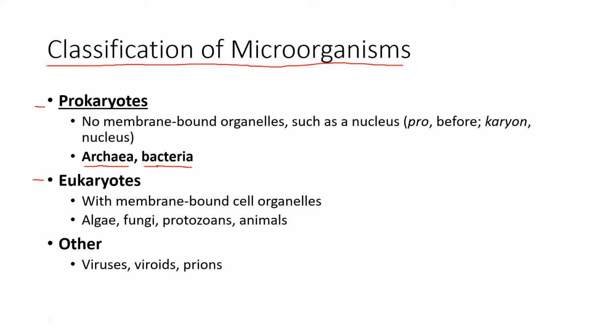Then eukaryotes, like you and me, Y-O-U, think about it that way and you can remember it. Animals, plants, they have membrane-bound organelles, and these consist of algae, fungi, protozoans, and animals. And plants, why are plants not on there? Well, we ought to add plants. P-L-A-N-T-S.